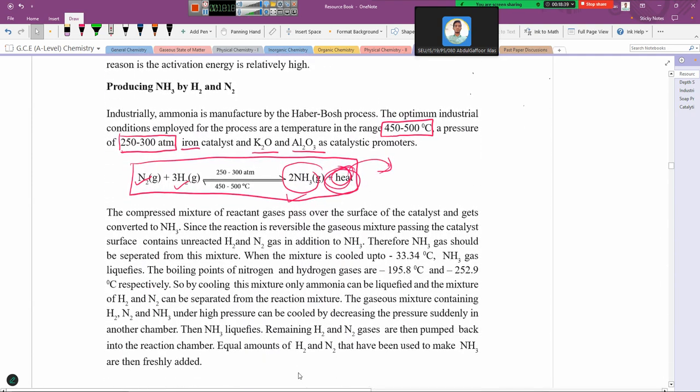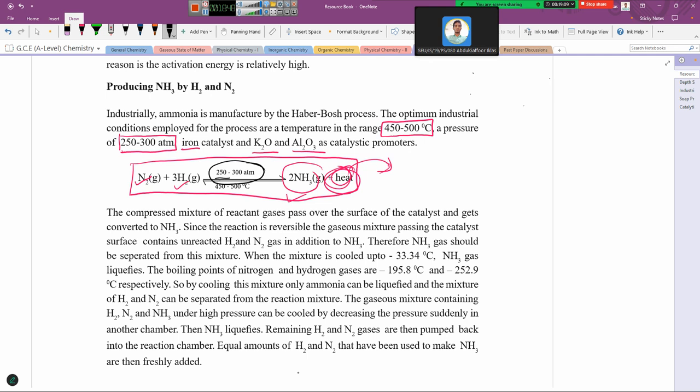Right, now this is how we are going to produce ammonia from H2 and N2. So here, 450 to 500 degrees Celsius. You should remember these things, right? And the pressure: 2 atm is only for the sulfuric acid production, right? Now here 250 to 300 atm is the typical pressure, right?